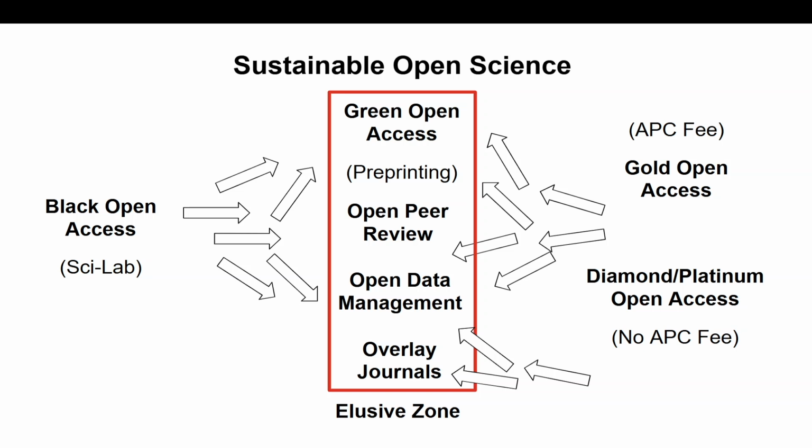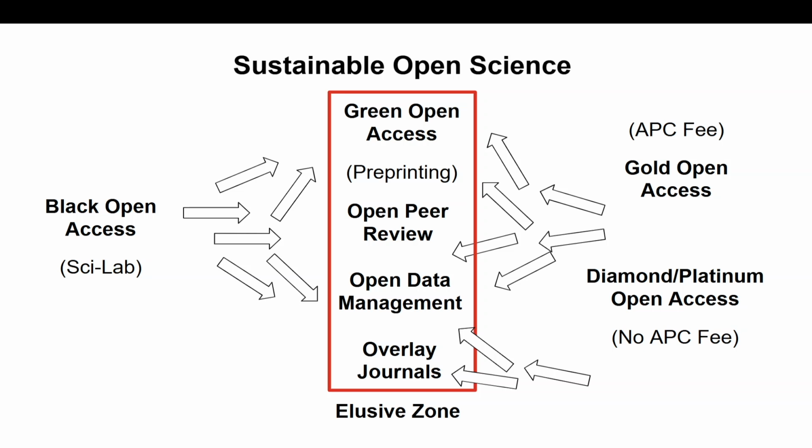Gold open access then, of course, is beneficial to the publishers, but not to the authors. Diamond Platinum open access is more beneficial to the authors. There's no APC fee, but someone has to absorb that fee. So that's not optimal either. So this elusive zone is a way to build on the low cost, but still sufficient resources we need to provide access to our work.